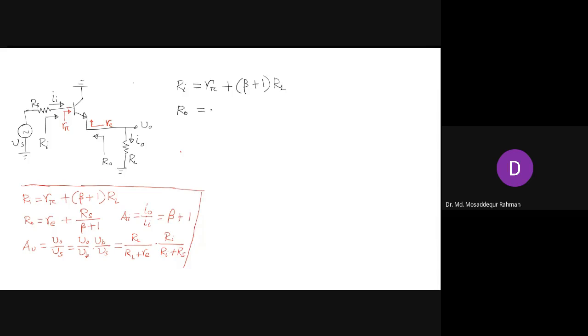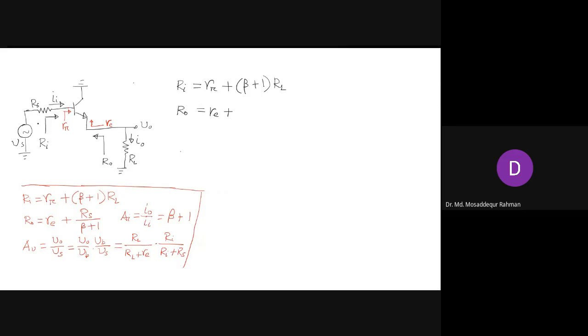So first you will have this small RE, and that will be added to, we have this RS. Now what we will see from the emitter side, because RS is in the base side. So again, resistance reflection rule.